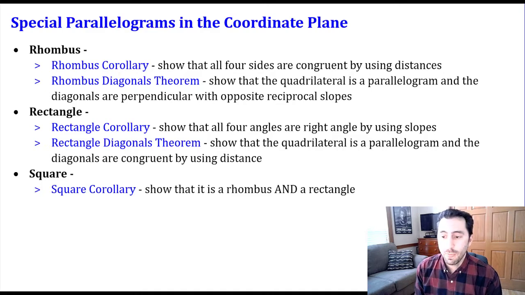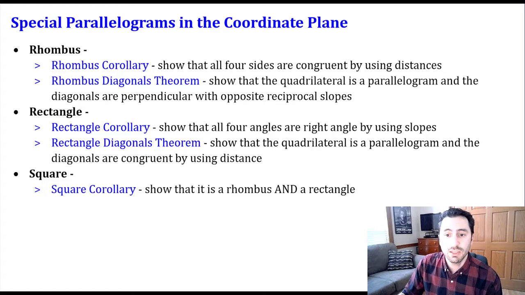The second one here, the rectangle diagonals theorem. This theorem says that the diagonals of a rectangle are congruent to each other, or they have the same length. So in the coordinate plane, I can use the distance formula to find the lengths of the diagonals, and if they match up, I know that I have a rectangle. And lastly, for a square, if I want to justify that something is a square, I just need to show that it is a rhombus and a rectangle. So those are the theorems and corollaries that we can use to justify.